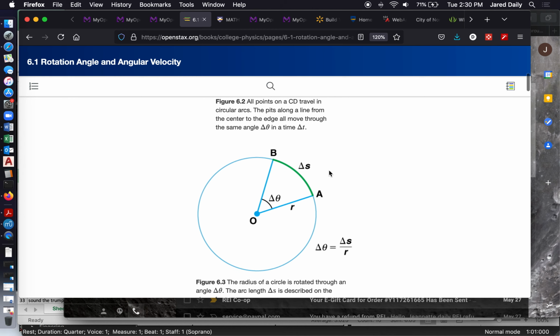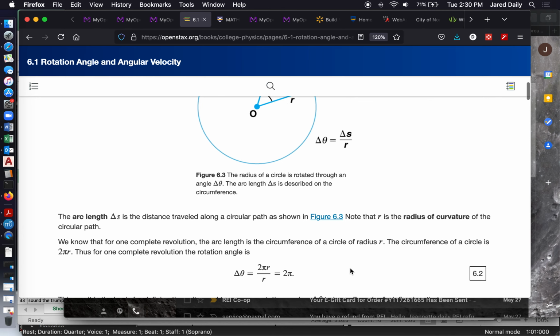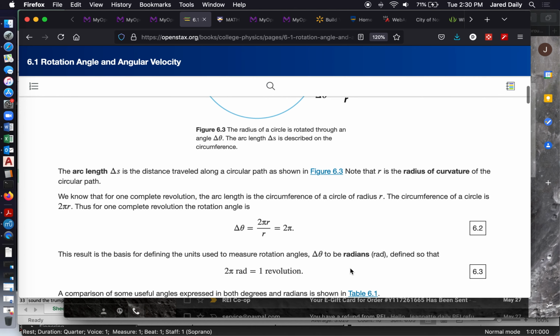And the first relationship to remember, or to understand at the very least, is that this arc length, which we call delta S, is equal to the angle that is swept out to make that arc, delta theta, times r, or delta theta equals delta S over r, either way you want to say it. And of course, if you go around all 2 pi radians of that circle and multiply by r, you will get the total circumference.